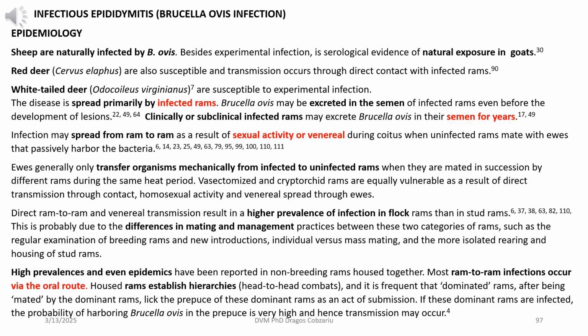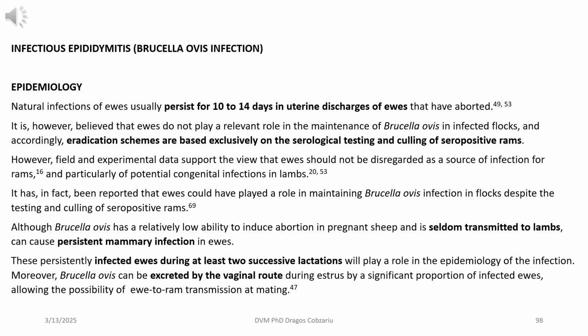If these dominant rams are infected, the probability of harboring Brucella ovis in the prepuce is very high and hence transmission may occur. Natural infections of ewes usually persist for 10 to 14 days in uterine discharges of ewes that have aborted. It is, however, believed that ewes do not play a relevant role in the maintenance of Brucella ovis in infected flocks, and accordingly, eradication schemes are based exclusively on the serological testing and culling of seropositive rams.